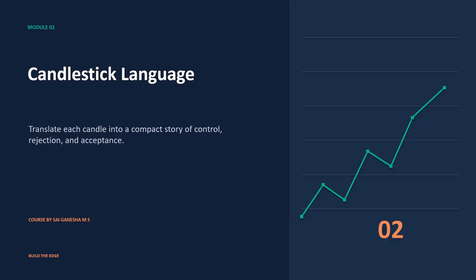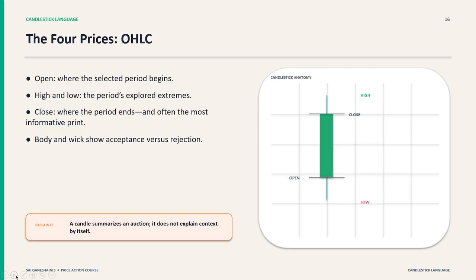But one important point before we continue: one candle alone cannot tell us everything. For example, a strong green candle may look bullish, but if it forms directly below a major resistance, we still shouldn't immediately buy. So, we are going to learn two things. First, how to read the candle itself, and later, how to read that candle based on where it forms on the chart. So, let's start with the four prices inside a candle: open, high, close, and low.